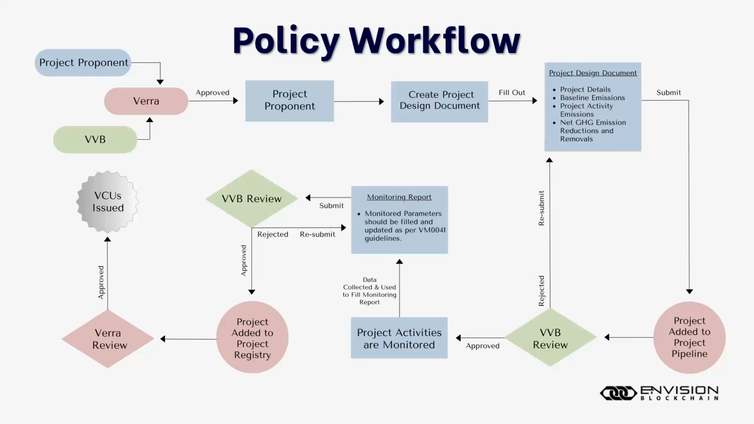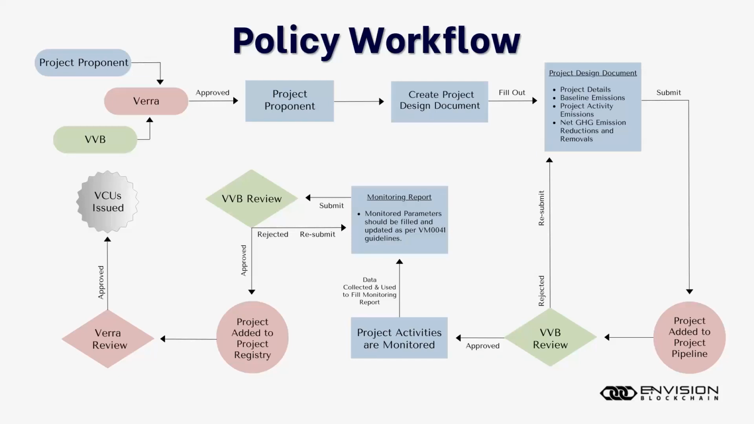And this is our policy workflow, which when we go into the policy configurator, you'll see similar steps outlined there. And we have 3 different roles here, which are going to be our project proponent in blue, Verra in that pink or peach, and the VVB in green. So the first step would be the project proponent creating a design document, where they could fill out the information you saw in Excel, so the project details, baseline emissions, project activity emissions, and finally, we would be able to calculate their net GHG emission reductions and removals.